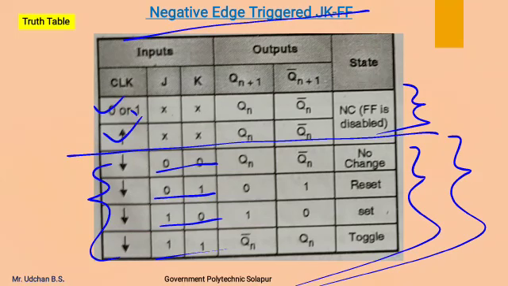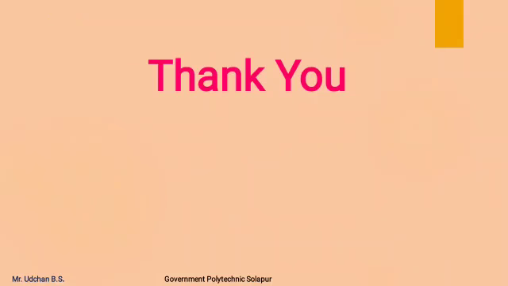So we can summarize with this: when J and K both are 0, the output will not change. When J and K both are 1, the output will toggle between reset and set state after every negative edge of the clock pulse. And when J is 0, K is 1, the output gets reset, and when J is 1, K is 0, the output gets set. Thank you.